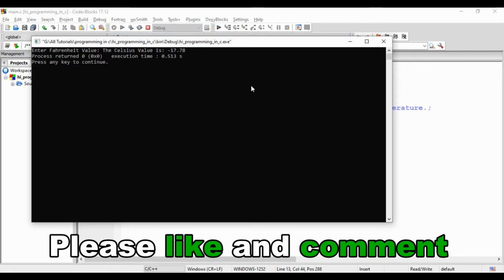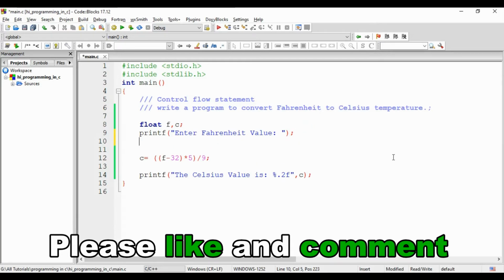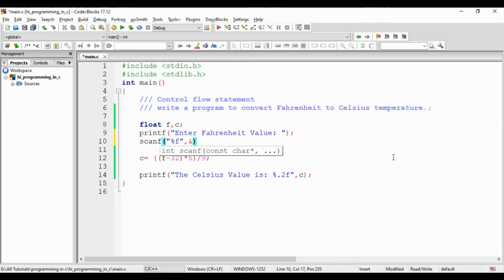Something is wrong with this. Oh, sorry. Extremely sorry. It is my big mistake. I need to use scanf. Okay, scanf, the %f, and I need that. I forgot about it. Okay, now build and run.